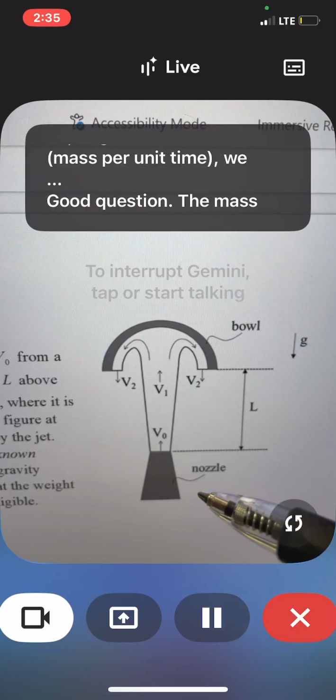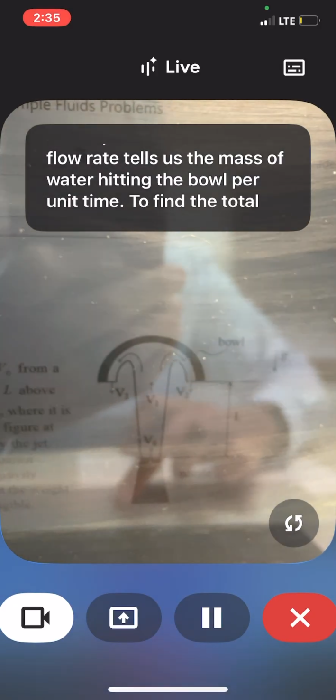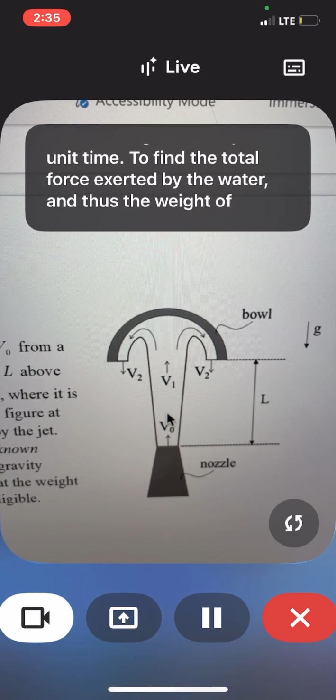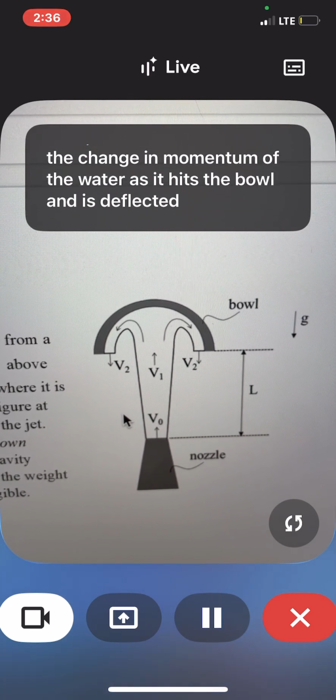Good question. The mass flow rate tells us the mass of water hitting the bowl per unit time. To find the total force exerted by the water, and thus the weight of the bowl, we need to consider the change in momentum of the water as it hits the bowl and is deflected downwards.